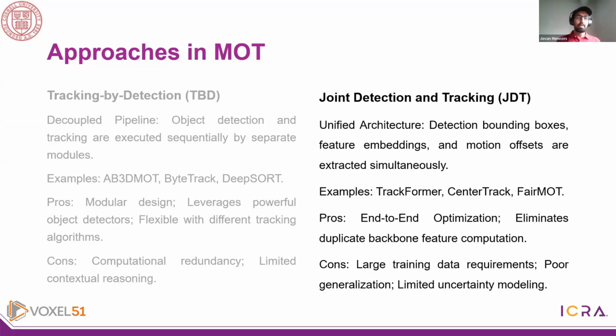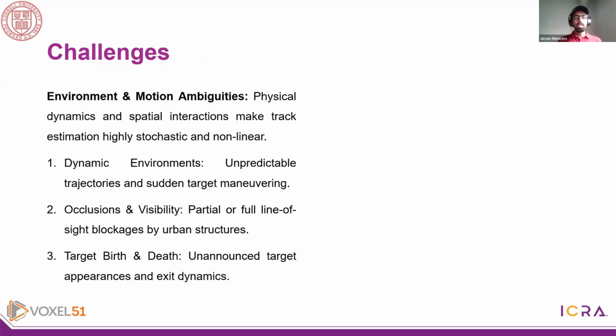The method that I'll be presenting today is from the tracking by detection framework. The reason being, tracking by detection is more preferred for safety-critical applications such as autonomous driving. So what are some of the current challenges that we face in multi-object tracking? One class comes from environment and motion ambiguities. This primarily comes from the objects in the scene or the scene itself.